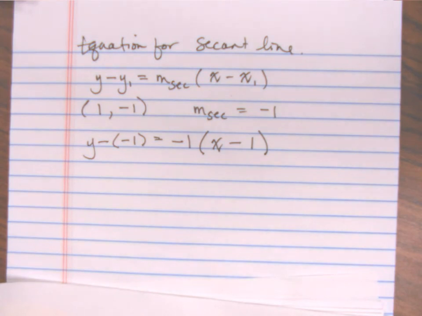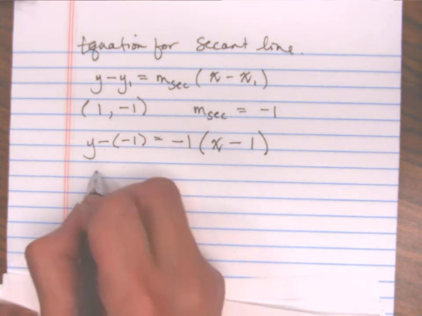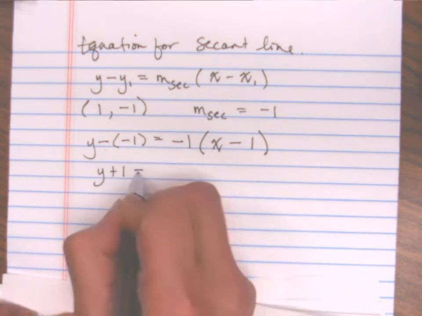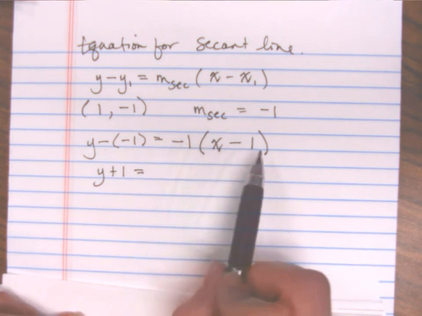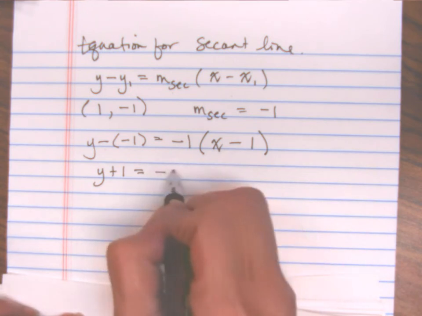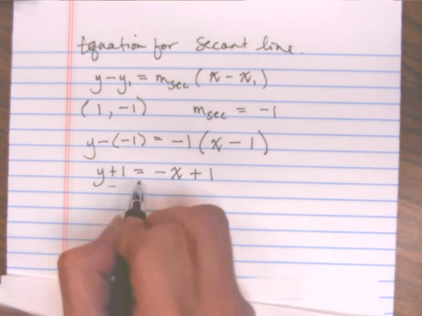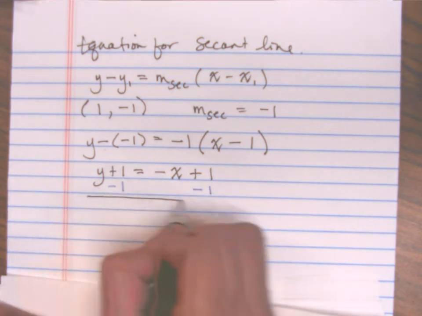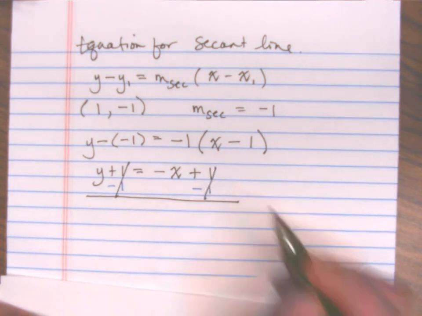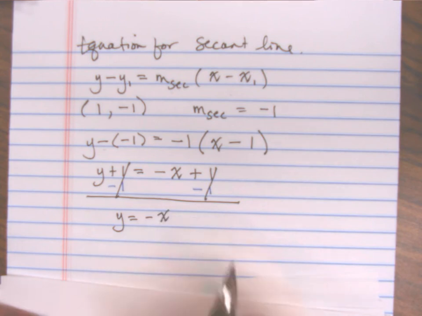Okay. Now I can simplify. The double negative here tells me I can change this to addition, so I've got y plus 1 equals, on the right hand side I have this -1 that I need to distribute across my parentheses. So -x plus 1. And now I need to solve for y. Solving for y means I subtract 1 from both sides to get y all by itself. This adds up to 0, this adds up to 0, and I'm left with y equals -x. Okay?